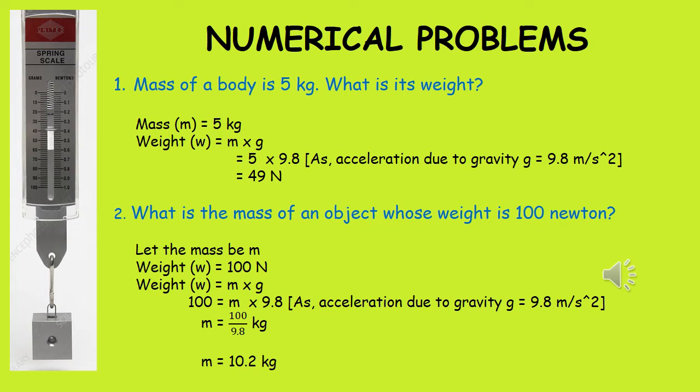Note down the value of acceleration due to gravity: if it is not provided in the question, you can take either 9.8 meter per second square or 10 meter per second square. But if a value is provided in the question, you have to use that value. That time you cannot use the other value.